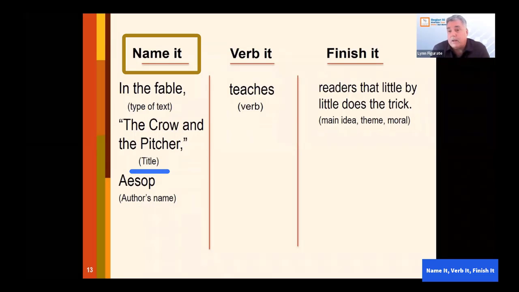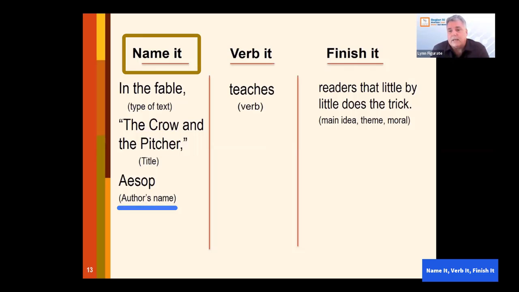Then we have the title of that piece. Here you can see the fable is called The Crow and the Pitcher, and then the author is Aesop. Now, we don't always have an author's name. Many of you know that when you get any kind of writing piece, sometimes there'll be no name on it at all, right? You don't know who the author is. And so we teach the kids just to be able to write the author. Sometimes it's the scientist, sometimes it's a historian or a mathematician. So it really depends on the piece.